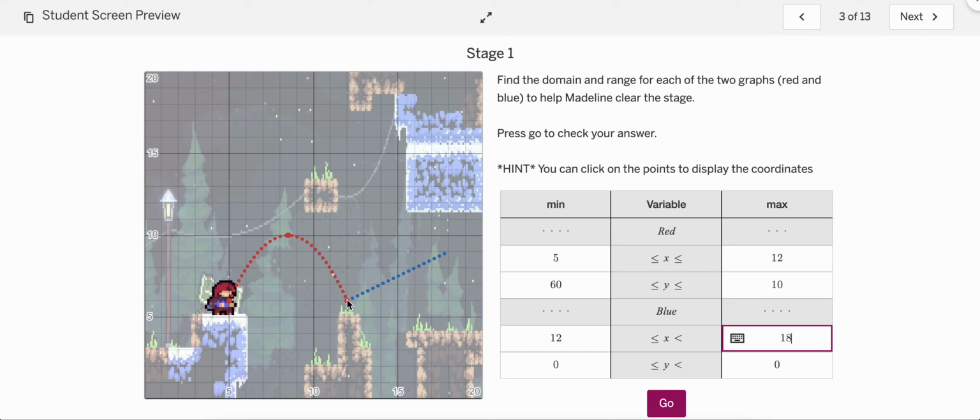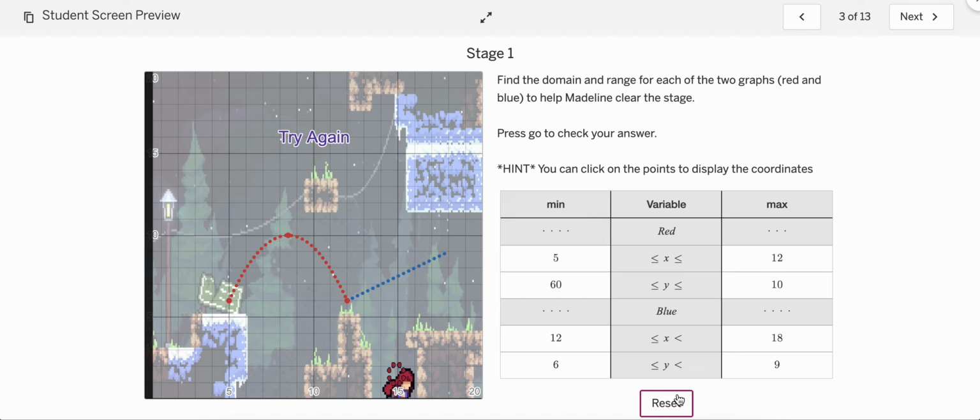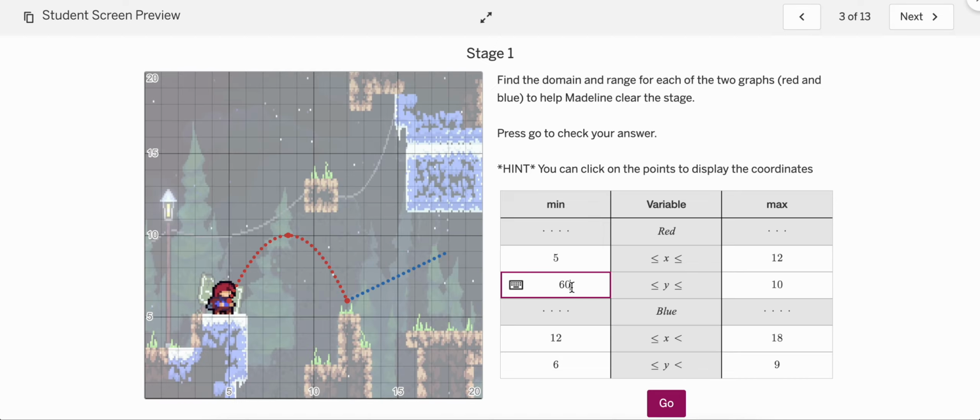And our range is going up and down. So from the bottommost point to the topmost point, the second coordinate. So from 6 to about 9, or 8.96. So from 6 to 9. And then if we click go, boom, she jumps. Oh, I put 60. My bad. There we go. So again, stage cleared.